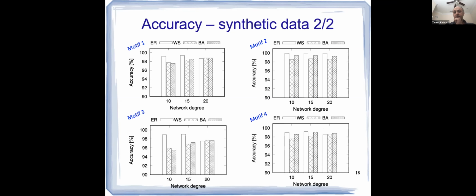This is the accuracy results for different network densities, degree from 10, 15, and 20, the average number of edges per node. Again, the accuracies are very high. So it's about 96% at the lowest point and about 100% at the highest point. It ranges between the two. And with increased network density, our accuracy seems to be getting better, especially for the Barabasi-Albert and Watts-Strogatz methods.